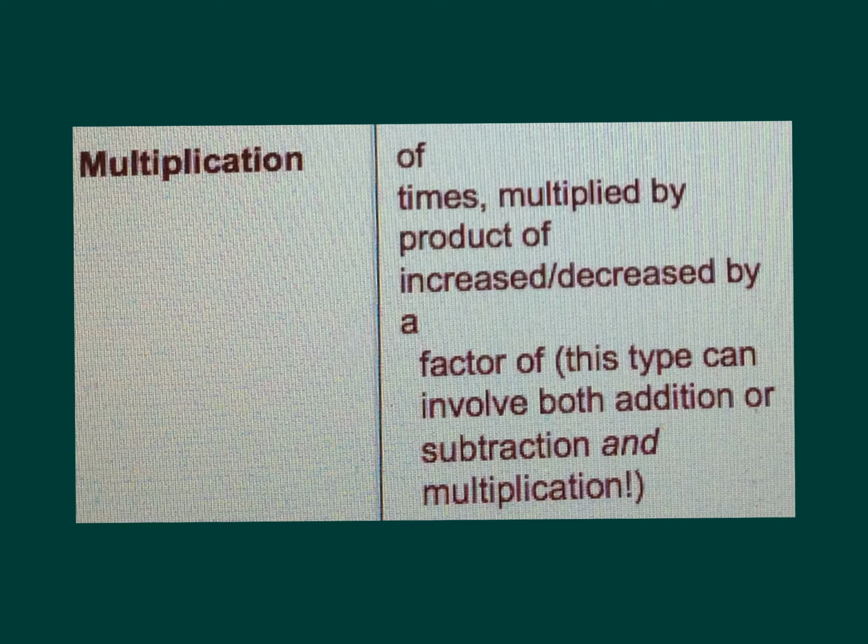And here's the last group of them for multiplication. Of is usually the most common one. Times, multiplied by, product of, increased, decreased by, a factor of. So all of these go together. So it would say increased by a factor of, and then tell you a number. Or decreased by a factor of, and then tell you a number. Again, you may need to hit pause to get these into your toolkit.